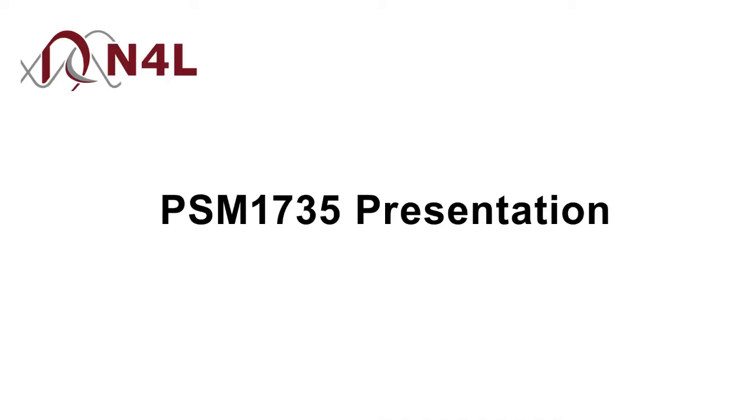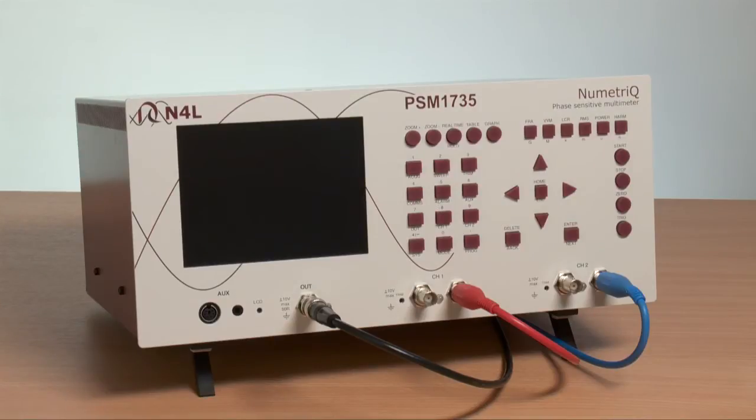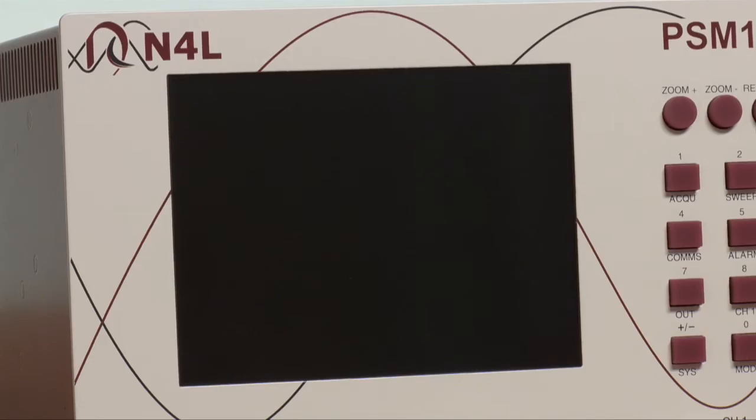In this presentation, we will use the PSM 1735 to make Bode plot frequency response analysis of a switch mode power supply control loop. To make this test, we will inject a disturbance signal across a low-value resistor that we have placed into the output feedback chain of a switch mode power supply. And we will analyze the signal either side of this injection resistor.